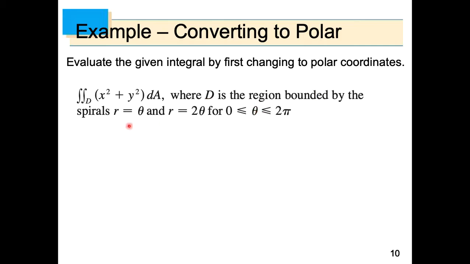And we're bounded by the region, the spirals theta and 2 theta. And we're going all the way around 360 degrees again. So that should look like this, a pretty easy conversion there. Again, x squared plus y squared is my r squared right there. dA has its own r. We're going from theta to 2 theta and going all the way around all 4 quadrants.